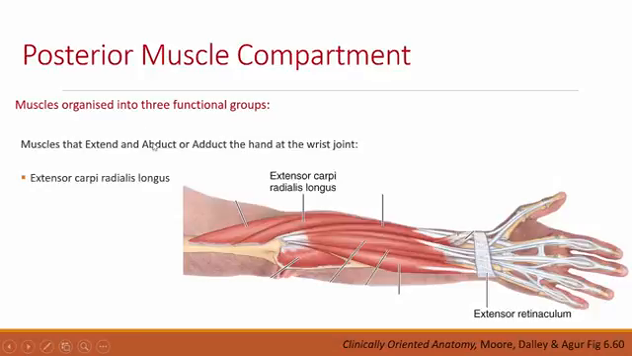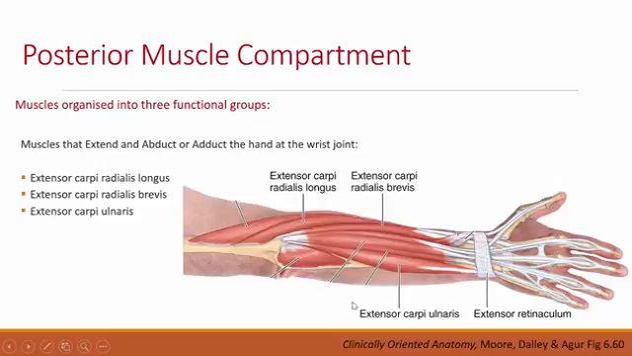And we can see here the extensor carpi radialis longus. It is originating from the supracondylar ridge just above our lateral epicondyle, and it travels along and inserts, passing over the posterior to the wrist joint and inserting onto the base of our second metacarpal. Extensor carpi radialis brevis, from what we call our common extensor origin, and this travels through under the extensor retinaculum and inserting onto the base of our third metacarpal.